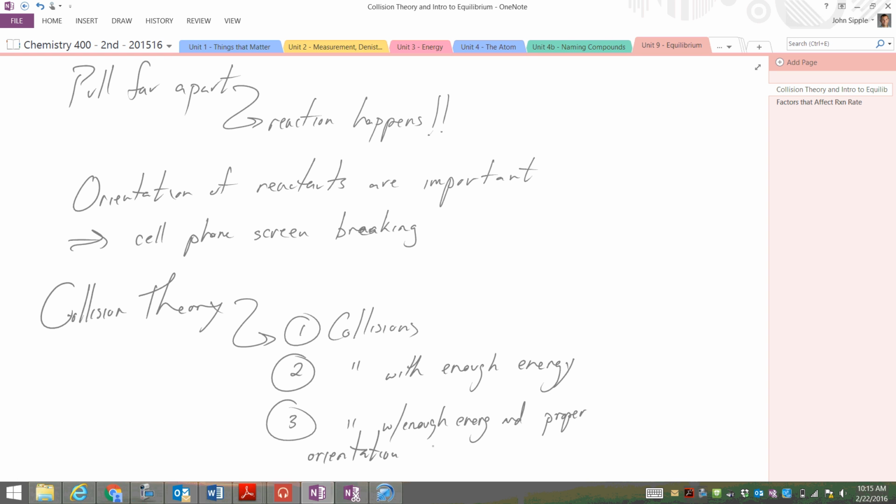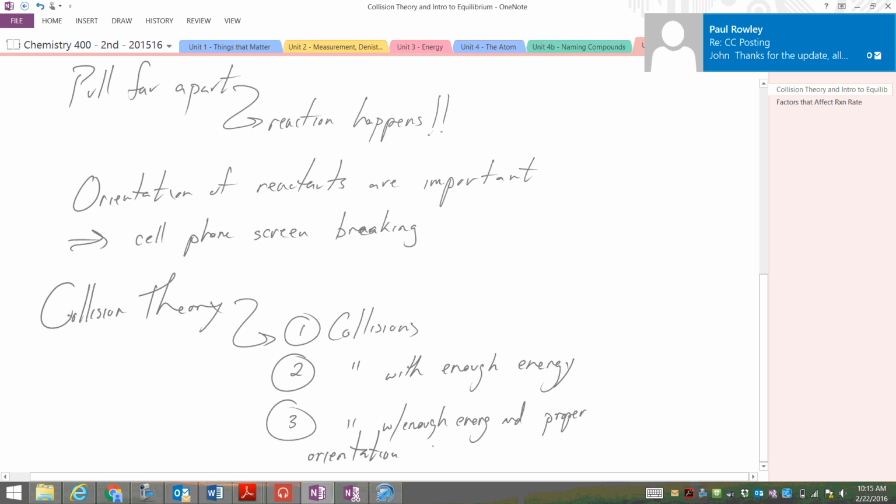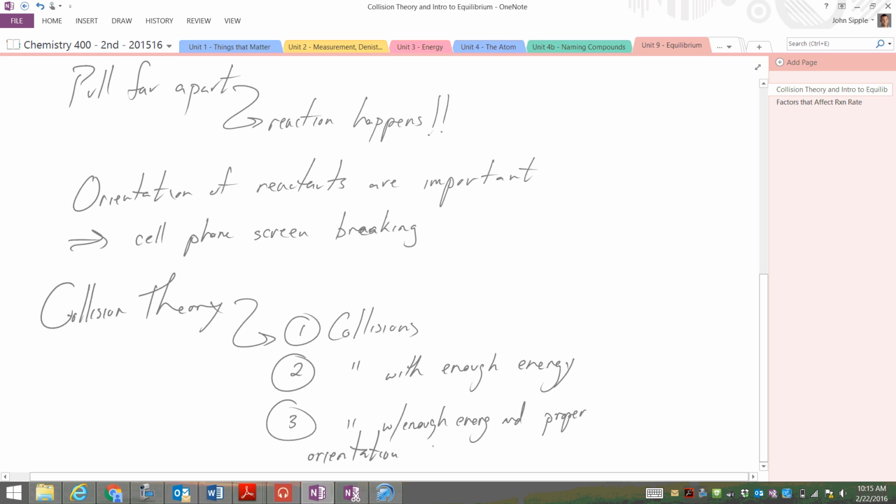Glass all in place here, right? Oh, cell phone, great example of orientation and energy, all that sort of stuff, right? Because sometimes you need just enough energy to make a reaction happen, and we'll talk about what exactly we call that in just a second. We're going to sweep up all the glass here.